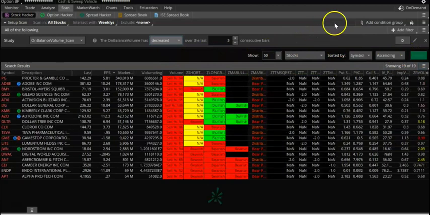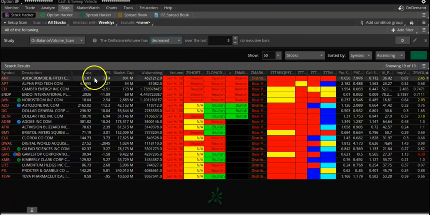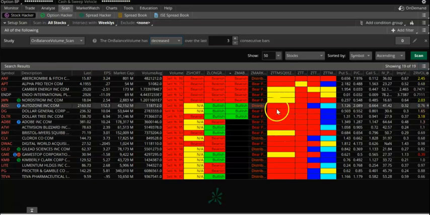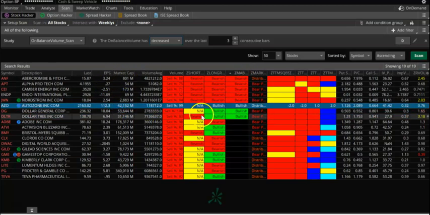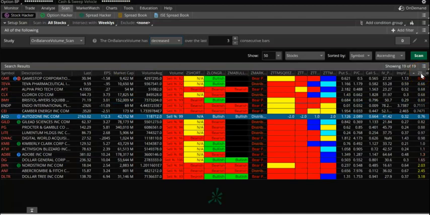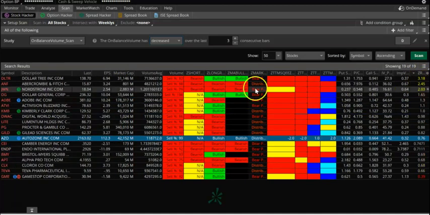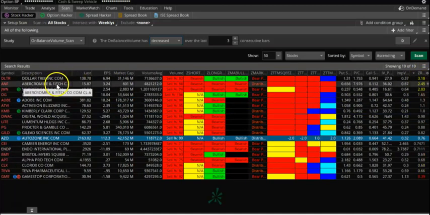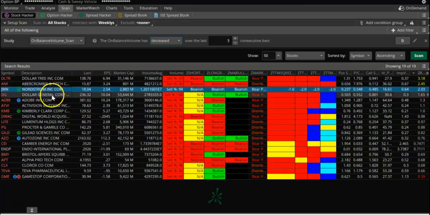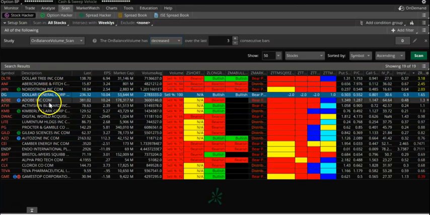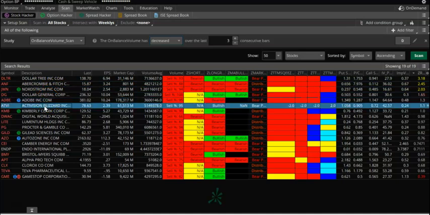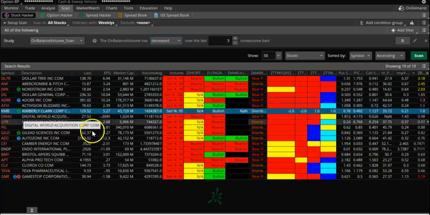Scan that. So now looking at bearish, okay, so ANF is bearish. All the stocks are bearish. So this basically indicates there's a decrease in on balance volume. Dollar Tree is going down, ANF, Nordstrom, Dollar General, Adobe, Activision, KMB.